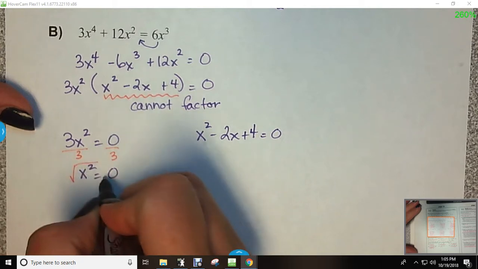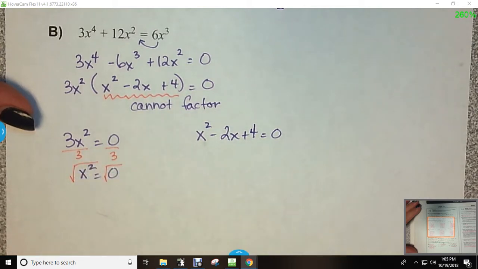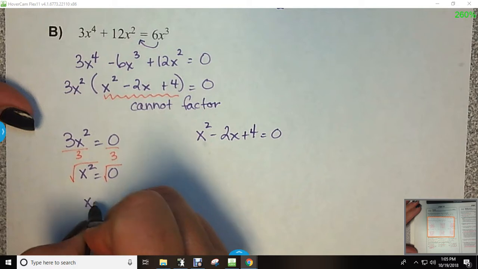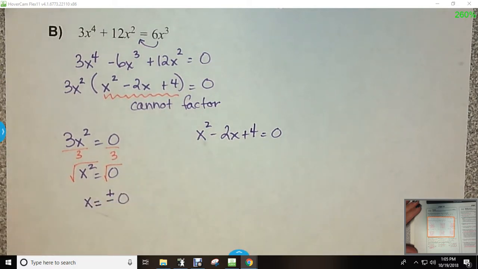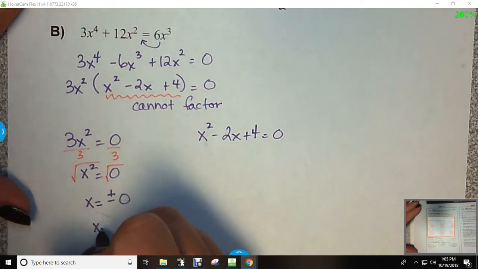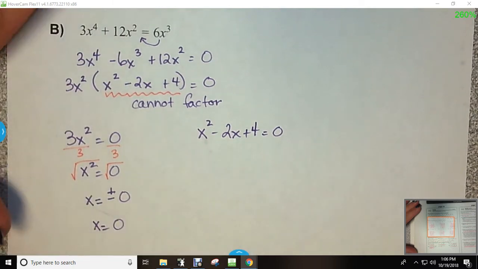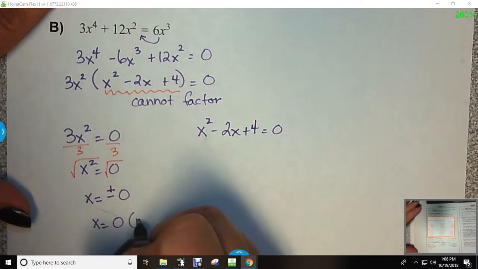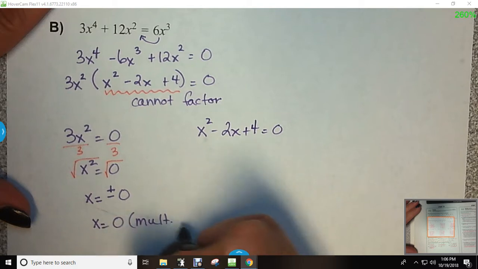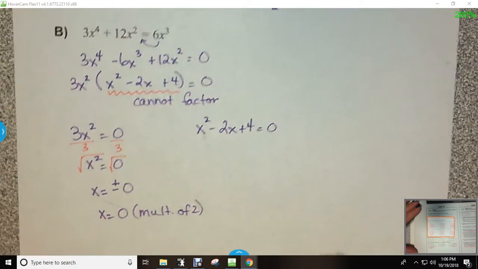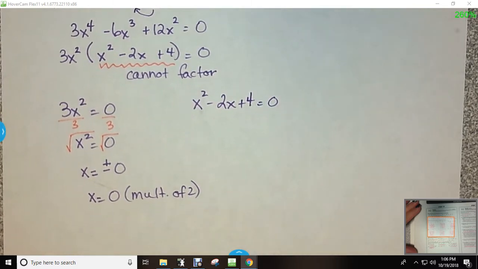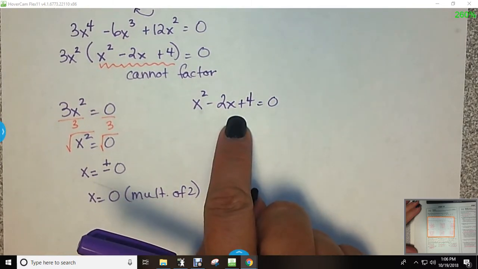Take the square root of both sides. And technically, I get x equals plus or minus 0. But is x positive or negative? No. So basically, I've got the same answer twice. So x equals 0 has a multiplicity of 2. But now I've got to solve this one.